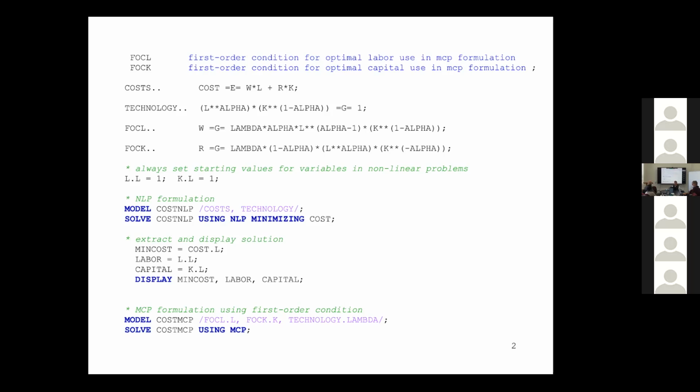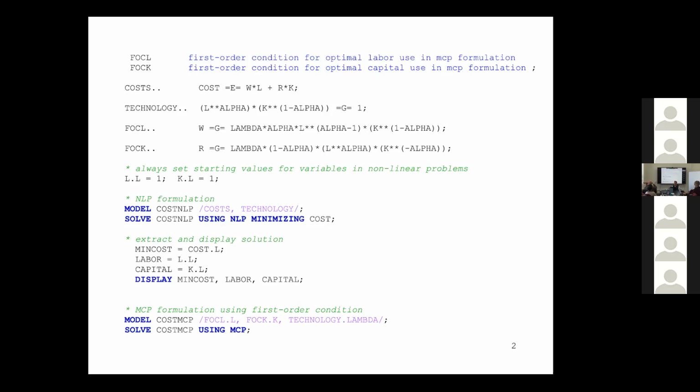The other way to do it is as an MCP. So that uses the first order conditions. Here we want to solve three weak inequalities and three unknowns. So the first order condition for labor, .L, first order condition for capital, .K, and technology, which is the complementary variable, is lambda. This is gonna be a basic question, right?